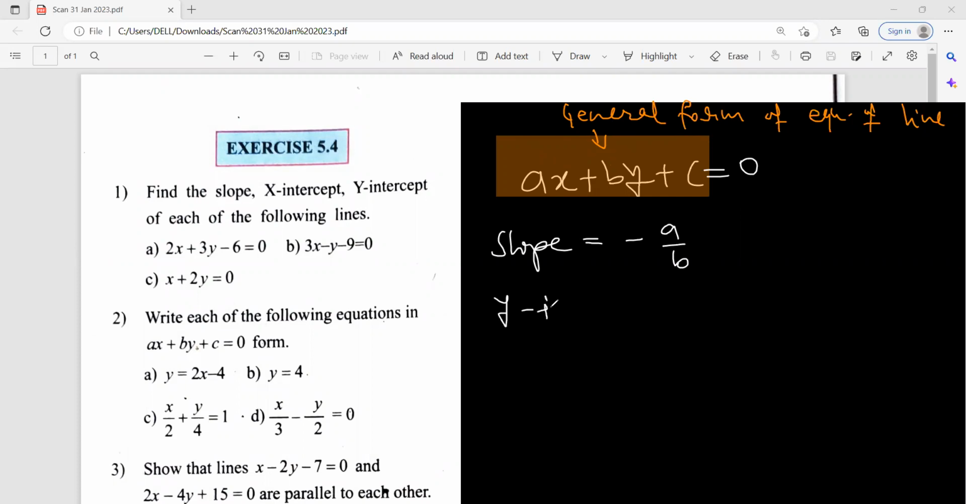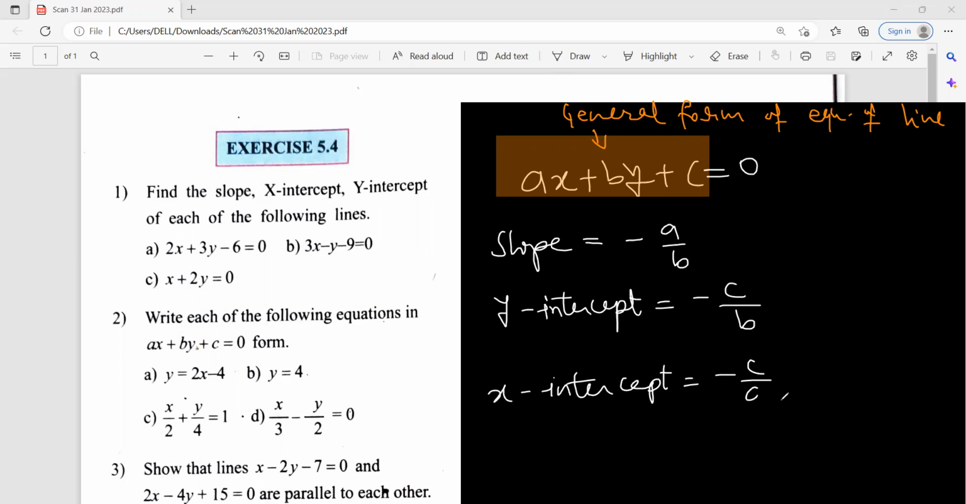The y-intercept will be minus c upon b. The y-intercept of line is minus c upon b, and the x-intercept is minus c upon a. So now, knowing all these facts, let us go ahead and solve few more problems.